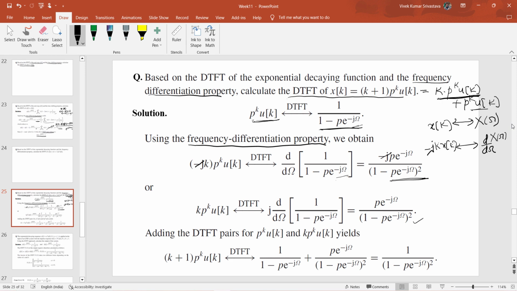Now you just have to take the summation of these, because the overall signal is the summation of these two individual signals. The corresponding discrete time Fourier transform will be the summation of these two Fourier transforms, from the linearity property. Once you take the summation, you will get the discrete time Fourier transform of the function x of k.